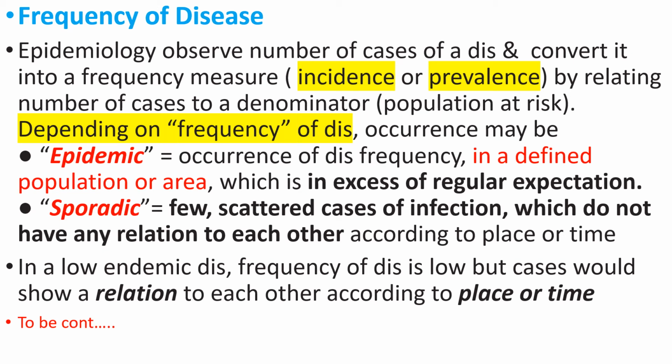Depending on frequency of disease, the disease may be epidemic, which means occurrence of disease frequency in a defined population area which is in excess of regular expectation. Sporadic, few scattered cases of infection which do not have any relation to each other, either place or time.